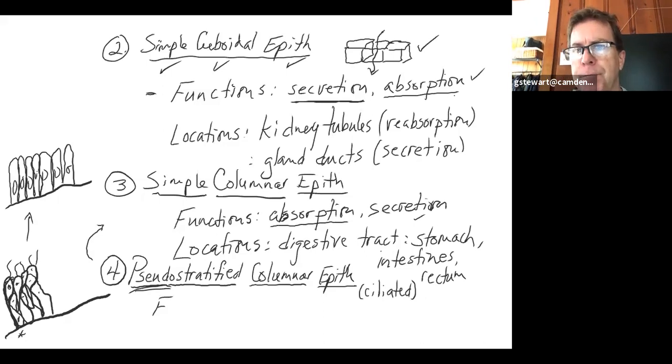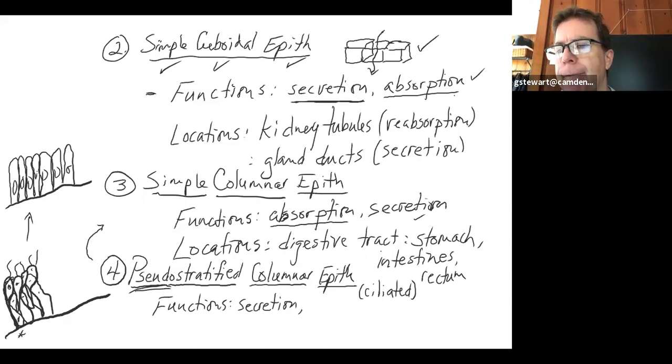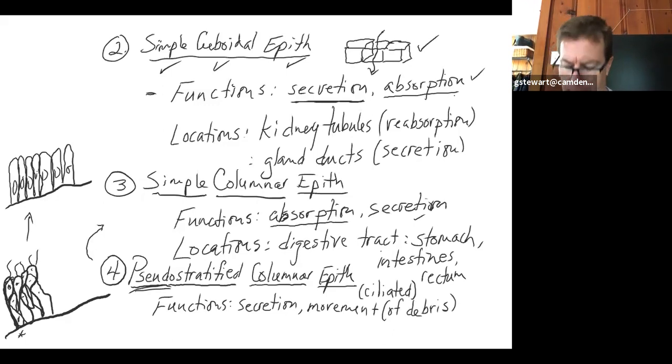Functions of this tissue are largely secretion. They secrete mucus, and movement. That means movement of debris along their surface. And you'll see why when I give you the classic location.